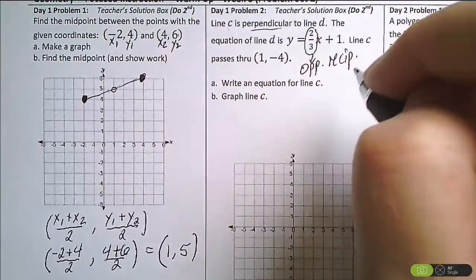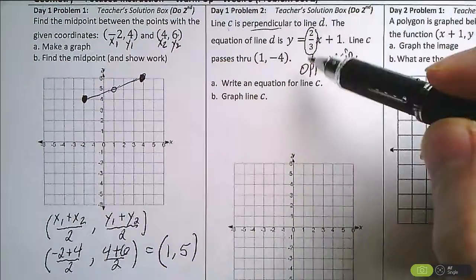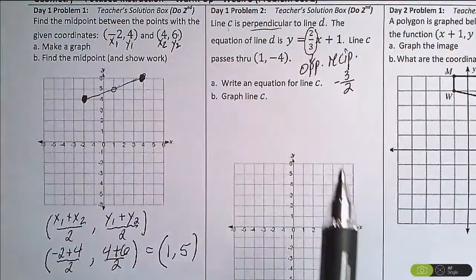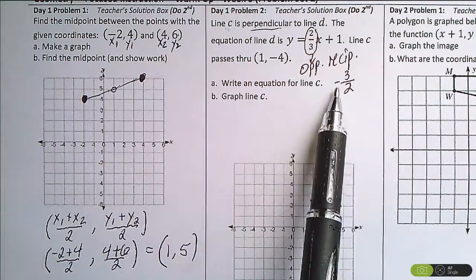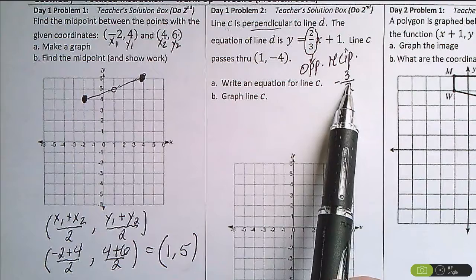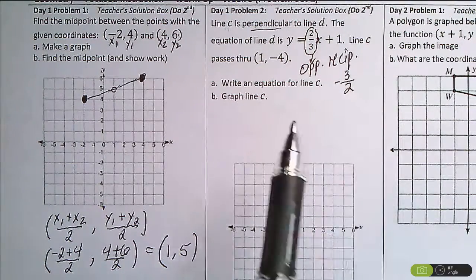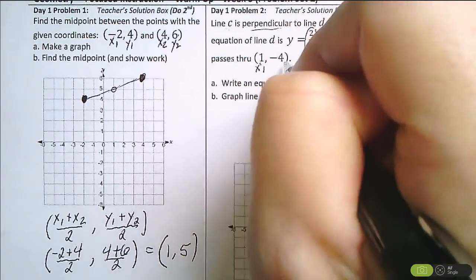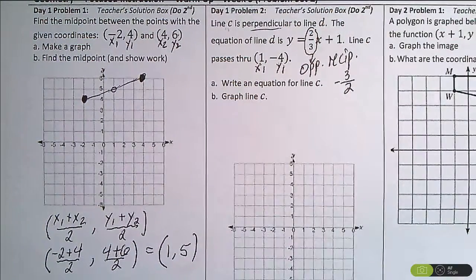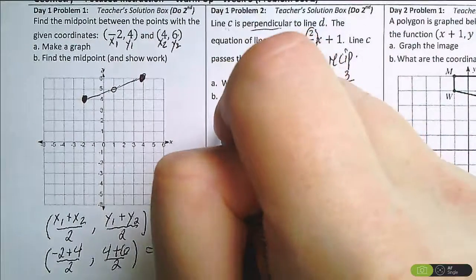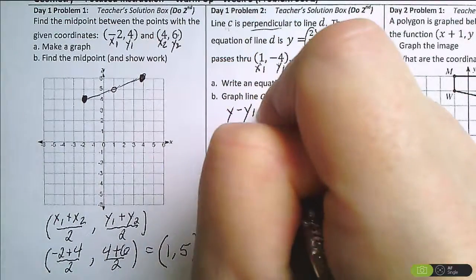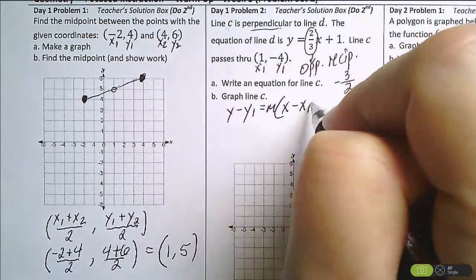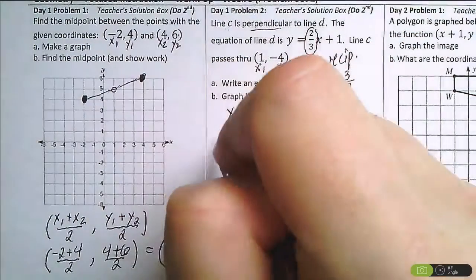The opposite of a positive number is negative, and the reciprocal of 2/3 is 3/2. So the slope of line C is negative 3/2. The other thing we know about line C is it passes through this point. We can call this x1 and y1. So let's use point slope form, which is y minus y1 equals m times x minus x1. And we'll make our substitutions.